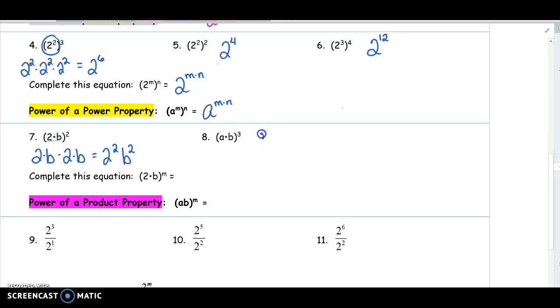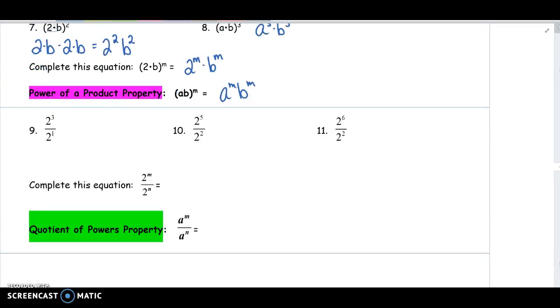So number 8 would be a to the 3rd times b to the 3rd. 2 to the m times b to the m. The actual property is ab raised to the m would be a to the m, b to the m. Okay, 2 to the 3rd divided by 2 to the 1st. This actually is very similar to the first property we learned today. 2 to the 3rd means 2 times 2 times 2. 2 to the 1st means 2. That one factor of 2 on the bottom will cancel out one factor of 2 on the top, leaving us with 2 squared.